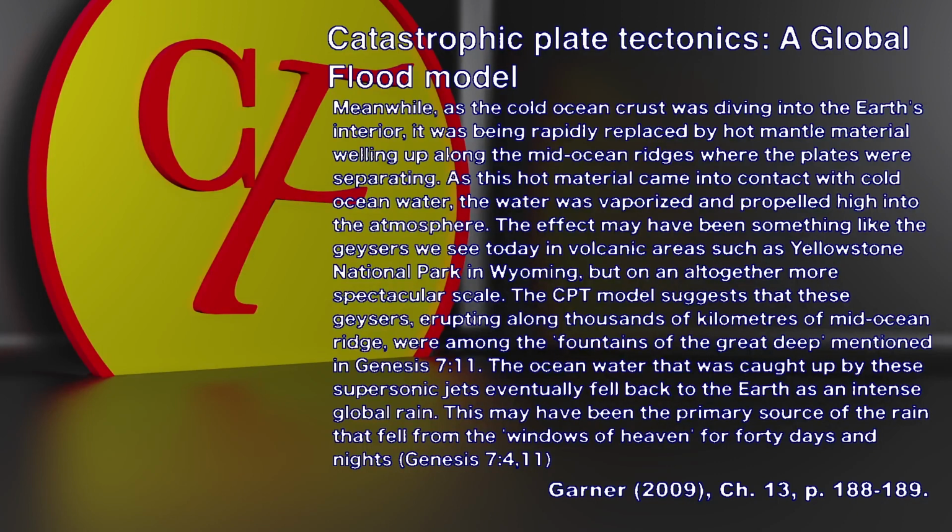The catastrophic plate tectonics model suggests that these geysers erupting along thousands of kilometers of mid-ocean ridge were among the fountains of the Great Deep mentioned in Genesis 7:11. The ocean water that was caught up by these supersonic jets eventually fell back to the Earth as an intense global rain. This may have been the primary source of the rain that fell from the windows of heaven for 40 days and nights. So on one level, this proposes how there could have been an inundation of massive amounts of water.